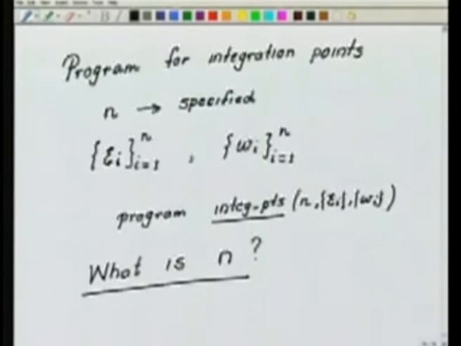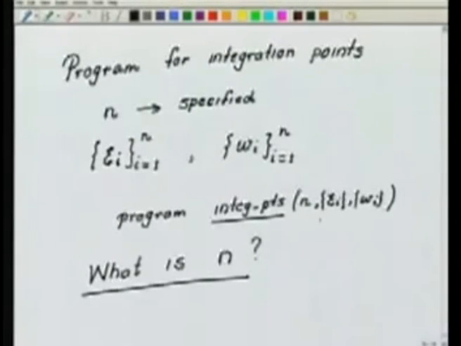Okay. This question has to be first answered in order to obtain the n, which will pass to this routine, and this routine will return to us back the coordinates of the integration points and the corresponding weights. So, how are we going to determine this n?